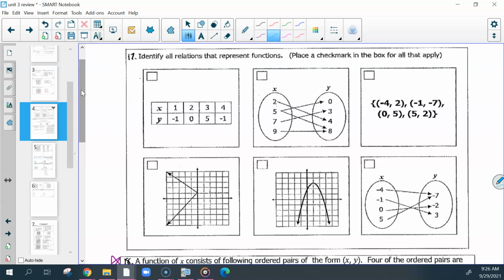Is this one, we're looking for things that are functions. Is this one a function? Yes, because none of the x values repeat. Is this one a function? No. Is this one a function? Yes. We have non-repeating x's. Is this one a function? No. Is this one a function? Yes. And is this one a function? Yes. Okay. How is that?